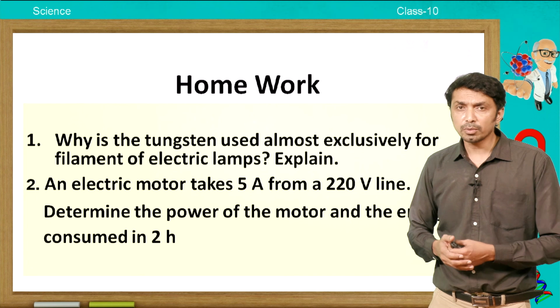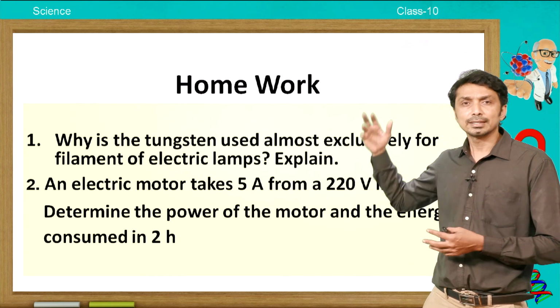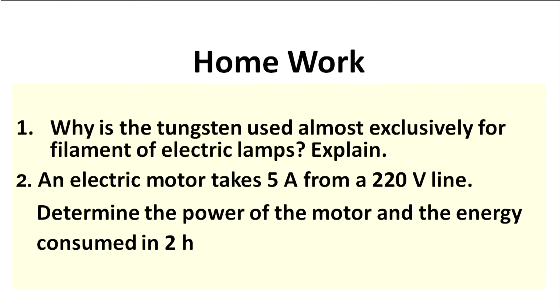So children, based on what you have learned, try to solve these questions. Take down: why is tungsten used almost exclusively for the filament of electric lamps? Explain. Already we saw it. Second question: an electrical motor takes 5 ampere from a 220 volt line. Determine the power of the motor and the energy consumed in 2 hours.